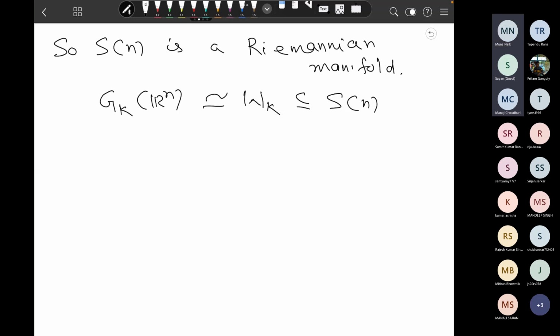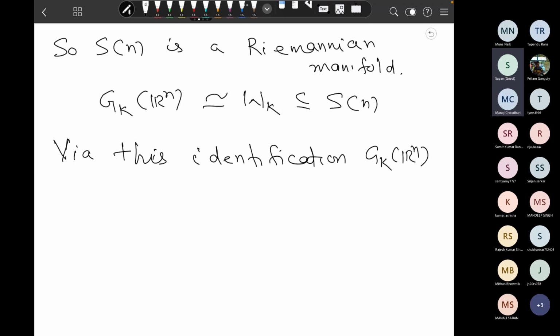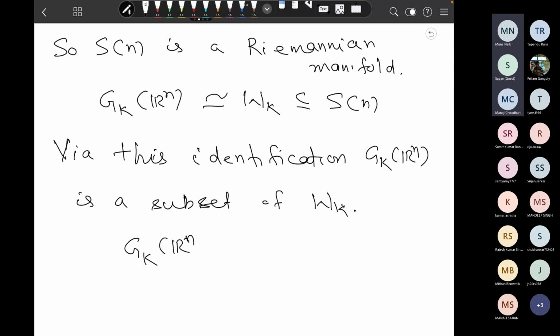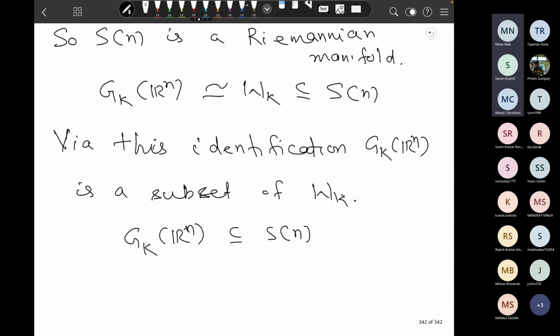So the problem is, let us see, via this identification, GKRN is a subset of WK, I can say. Listen to this very carefully. GKRN is a subset of SN by this identification. But you do not really know whether GKRN has a smooth manifold structure. SN is a Riemannian manifold, it has its own manifold structure, but we are not sure whether this GKRN is a submanifold or not.